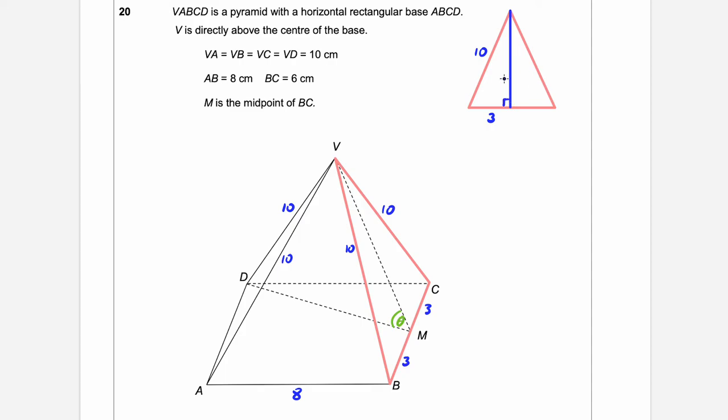So now I can get this side, let's call it x. I can say x squared plus 3 squared, Pythagoras, guys, equals 10 squared. x squared equals 100 minus 9, which is 91. x is root 91. Let's leave it in that form for now, guys. This is root 91. That's this dotted line.